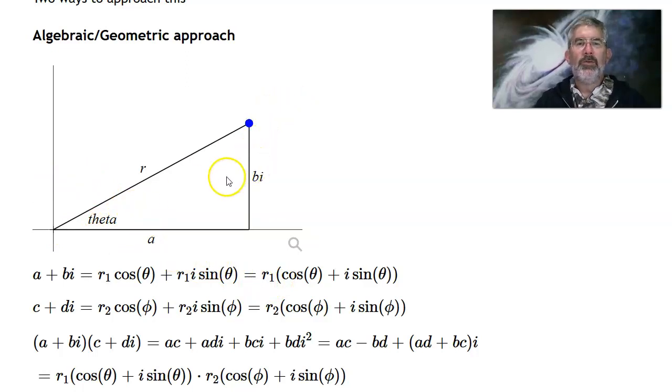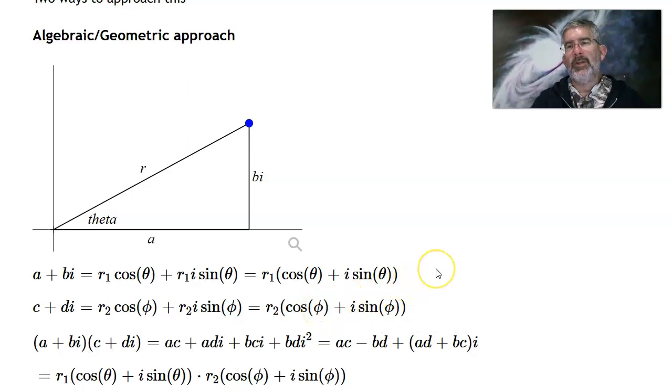So anyway, I've got two complex numbers that I want to look at: a plus bi and c plus di. The only difference in the polar coordinates is, of course, that they have potentially different distances from the origin and they have different angles from the positive real axis.